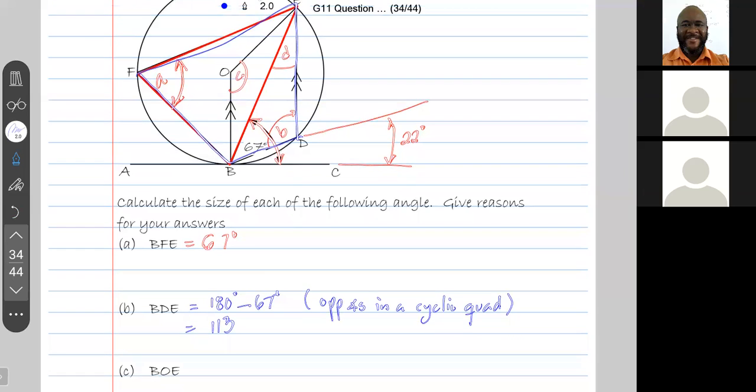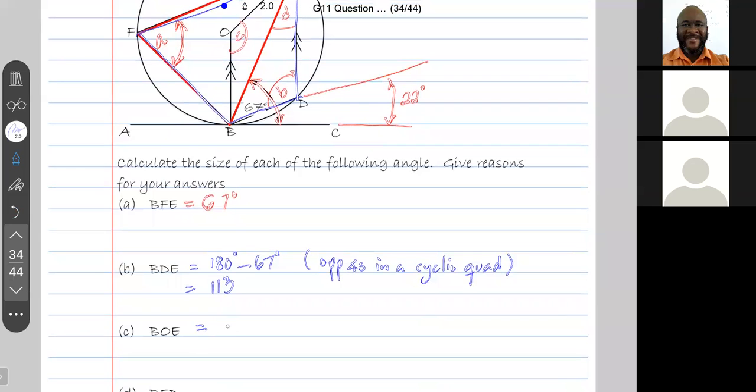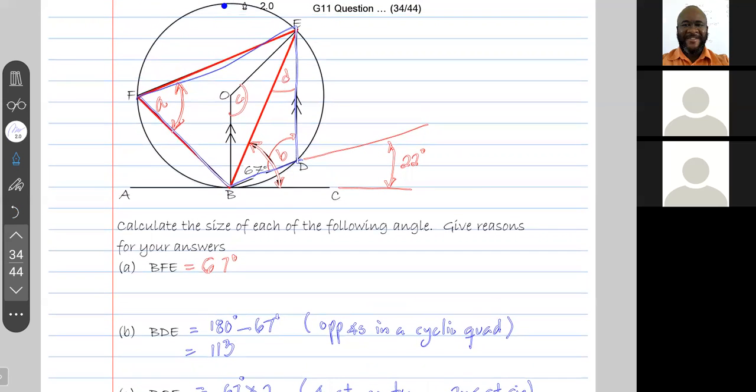Now the angle at C, angle BOE, is equal to 67 times 2, which is 134 degrees. This is the reason: the angle at the center is equal to 2 times the angle at the circumference. So O is the angle at the center, A is the angle at the circumference, and the angle at the center, which is C, is 2 times the angle at A, 67 degrees.